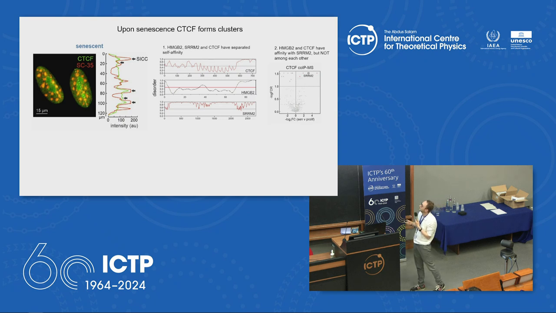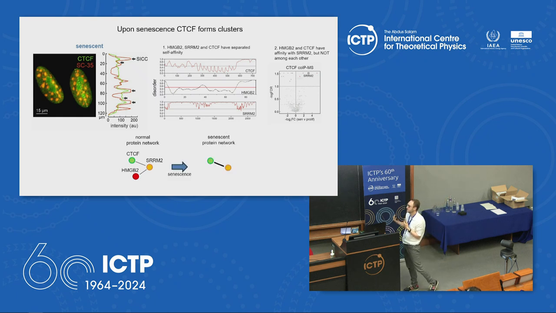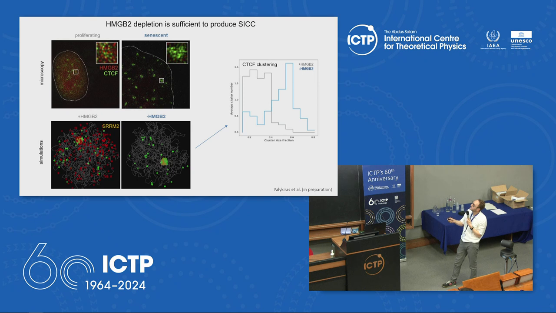And at the same time, from CoIP mass spec, they realized that there is an interaction between SRRM2 and CTCF, and between HMGB2 and SRRM2, but not between CTCF and HMGB2. So the idea was that if you remove HMGB2, you are changing, let's call it, the normal protein network, so that there was a competition mechanism between CTCF and HMGB2 for the interaction with SRRM2. And if you removed HMGB2 from the picture, then this interaction becomes much stronger, and then you get the CTCF clustering formation.